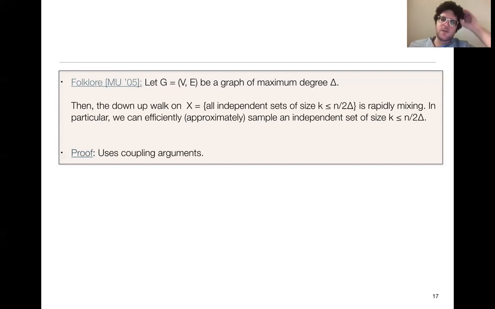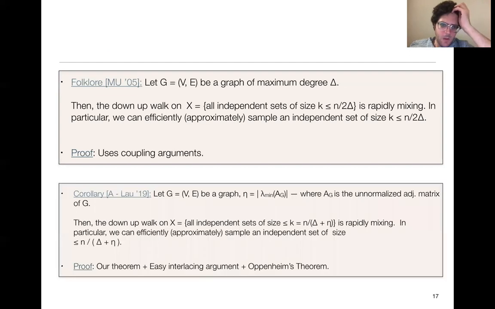And the proof for this uses coupling arguments, and it's not a hard proof, but it's also not an easy proof. I don't know any spectral proof that does this. What Lapchi and I show is essentially replace this 2 delta with delta plus eta, where eta is the magnitude of the least eigenvalue of the unnormalized adjacency matrix of the graph.